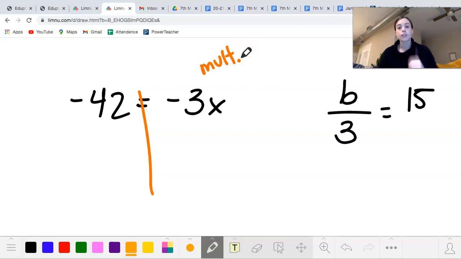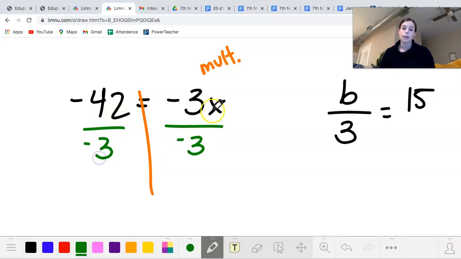What is the inverse operation of multiplication? Well, we've done this so many times, right? The inverse operation of multiplication is division, so I'm going to divide both sides by negative 3. These 3s cancel, right? Negative 3 divided by negative 3 is going to just give me a 1. And now my variable is isolated. I just have an x.